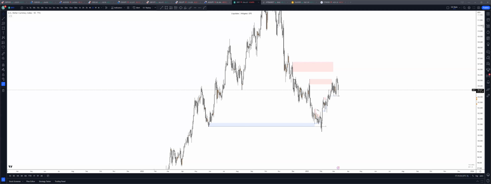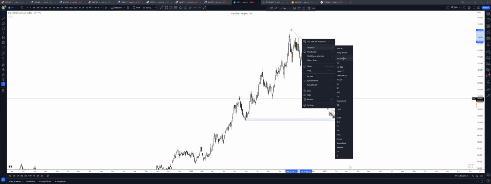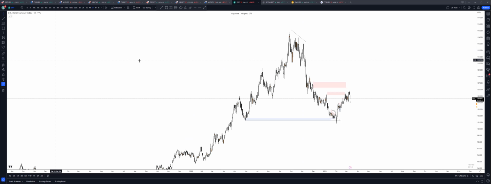You can share your screen so as not to get bored. Okay. So let me see what I have here. Let me just share my DXY chart. Okay. This is all I have right now on the DXY.